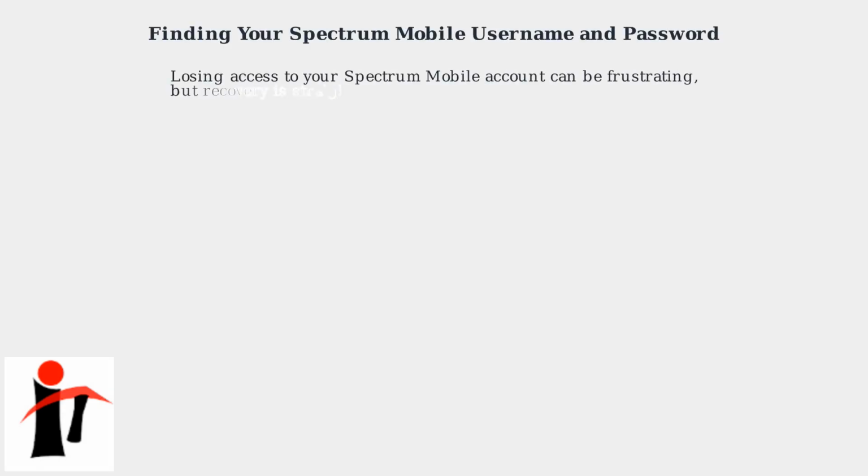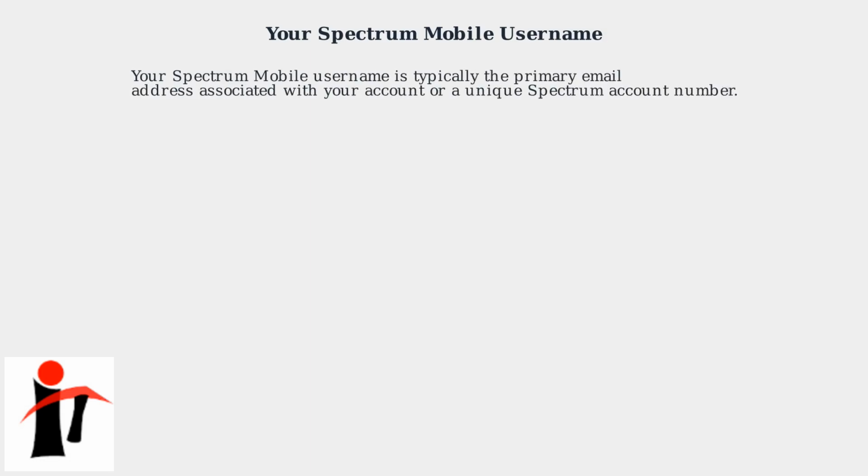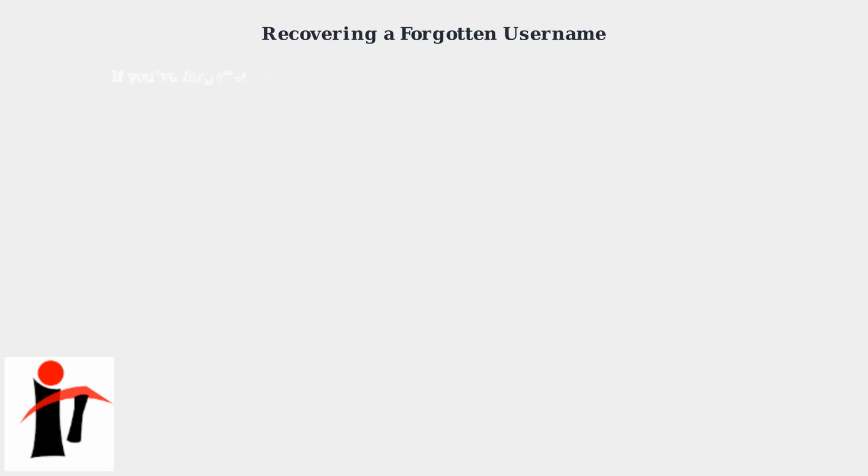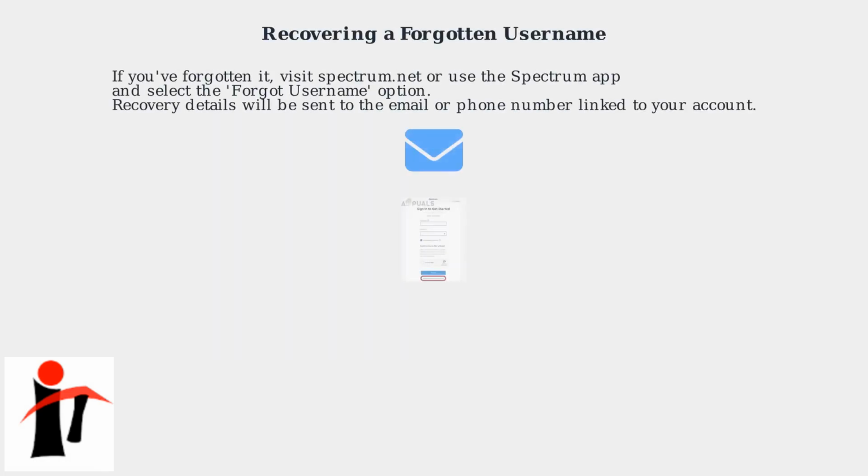Losing access to your Spectrum Mobile account can be frustrating, but recovery is straightforward. Your Spectrum Mobile username is typically the primary email address associated with your account or a unique Spectrum account number. If you've forgotten it, visit spectrum.net or use the Spectrum app and select the Forgot Username option. Recovery details will be sent to the email or phone number linked to your account.